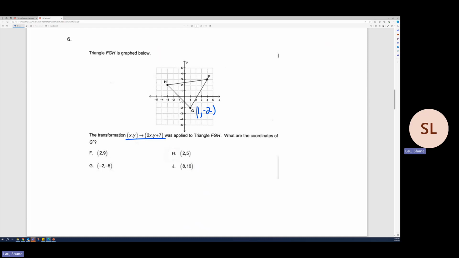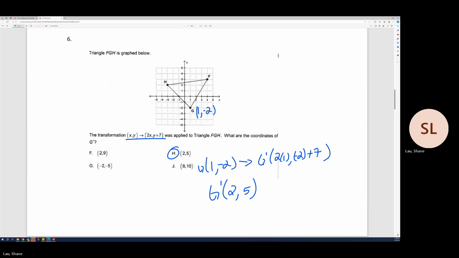But the only thing I'm going to do here is just plug in those values. So if I know that I have 1, -2 as my G, then that's going to go to G prime, which is 2 times 1, minus y, -2, which is my y, plus 7. And that's all I'm going to do. I'm going to combine like terms and simplify and everything like that. I get G prime equals 2, 5. H is my answer.